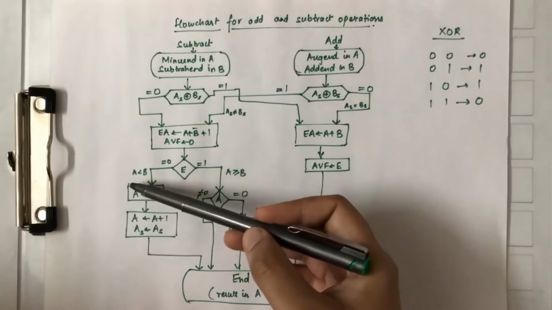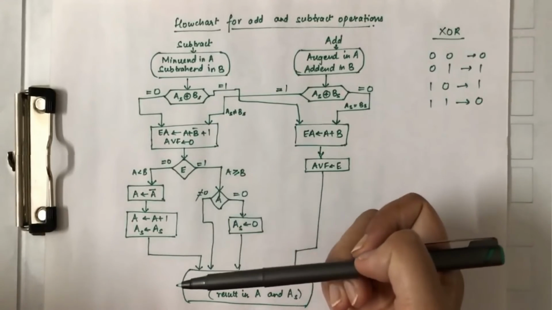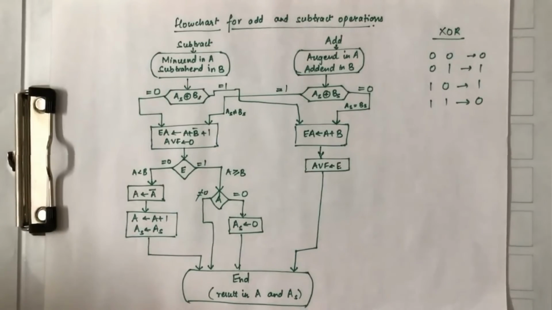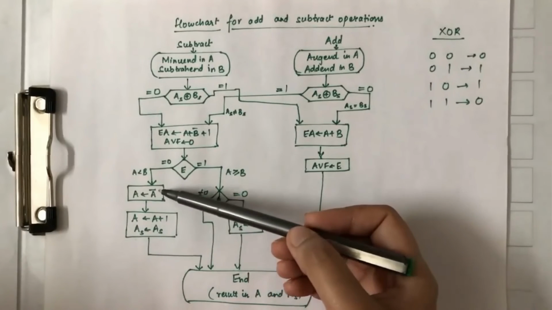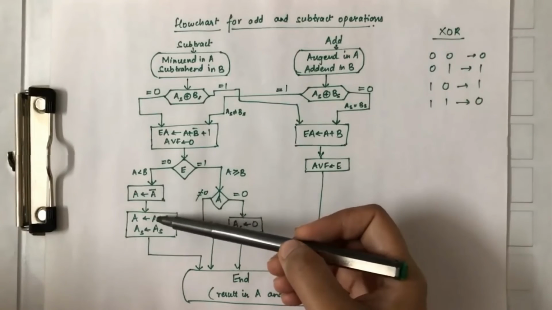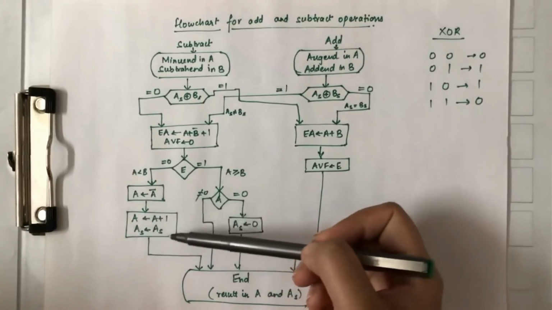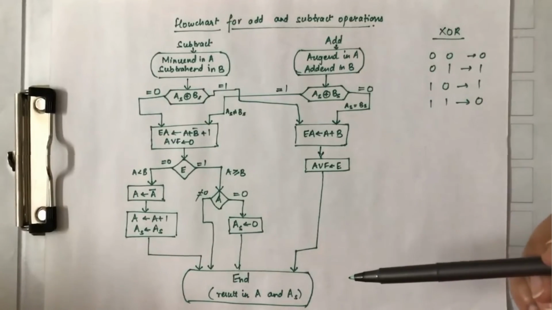In the other case where A is smaller than B, we need to perform a little operation, that is, we need to find the 2's complement of A, because B minus A has to be done. So what we are doing is basically finding the 2's complement of A here. Firstly finding the complement and storing it in A. Now this A is basically A complement, and adding 1 to it and storing it in A. So this is how we find the 2's complement, and the result is again stored in A and AS.